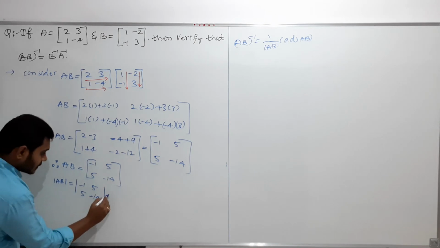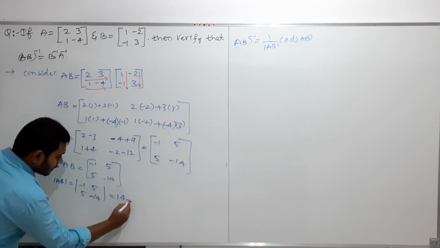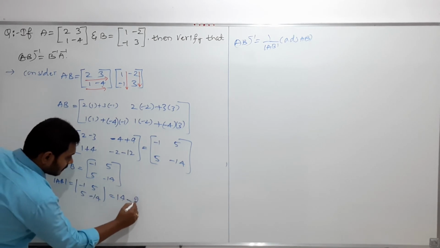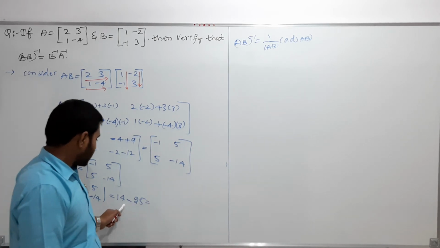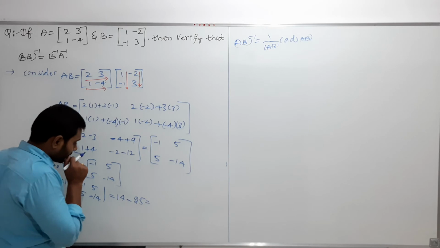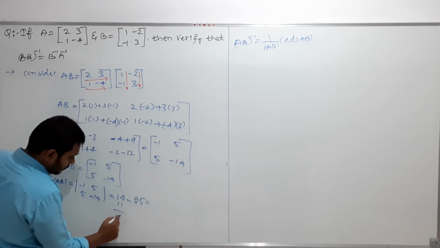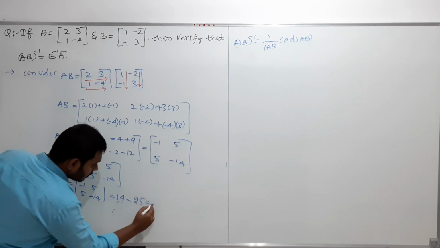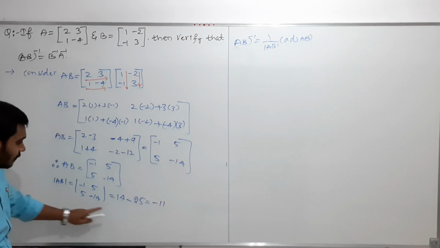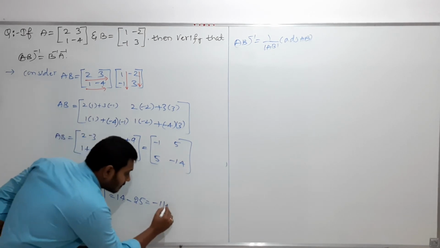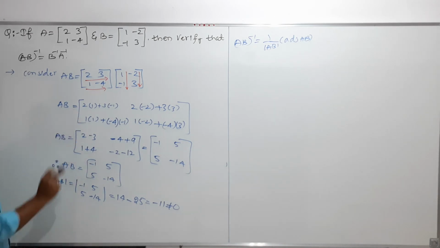So this is equal to this element into this element: minus 1 times minus 14 is plus 14. Minus of this element into this element: 5 times 5 is 25. So 14 minus 25 is minus 11. My dear friends, please remember, the determinant of AB is minus 11. Minus 11 is not equal to 0. Please remember, so the inverse exists.